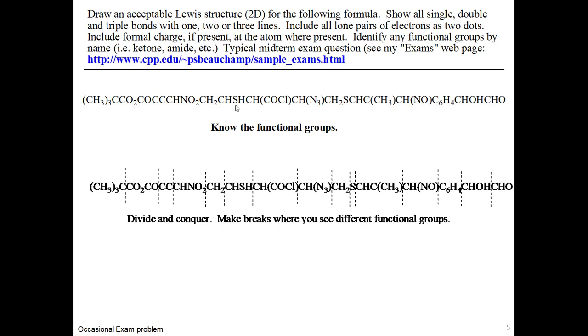That's called a thiol. And then if I look at the next carbon, it has an H and then this unit right here, which is a C double bond OCl. This is an acid chloride. So you would want to make sure you know what an acid chloride is. And then I come to a CH and then in parentheses N3. N3 is an azido group, A-Z-I-D-O, azido group.